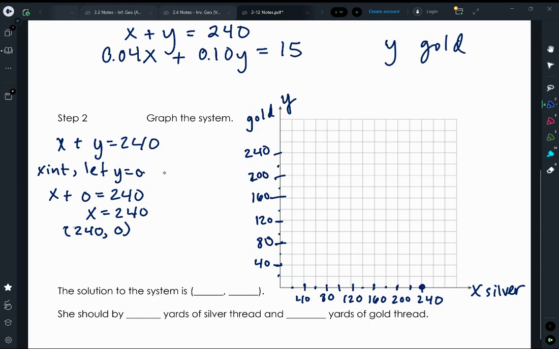And to reverse that, if I want my y-intercept, that means I would let my x equal 0, which means 0 plus y equals 240, which means y equals 240. So if I buy 0 silver, then all 240 yards is gold. So that's 0, comma 240. So that's this point right here. And then I would need to go ahead and connect these.